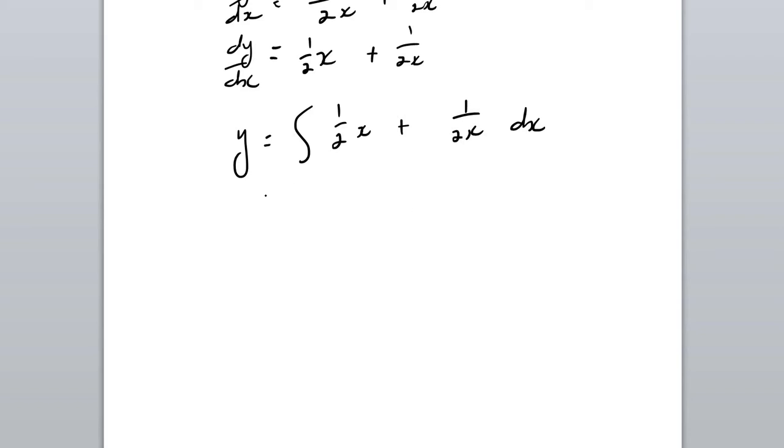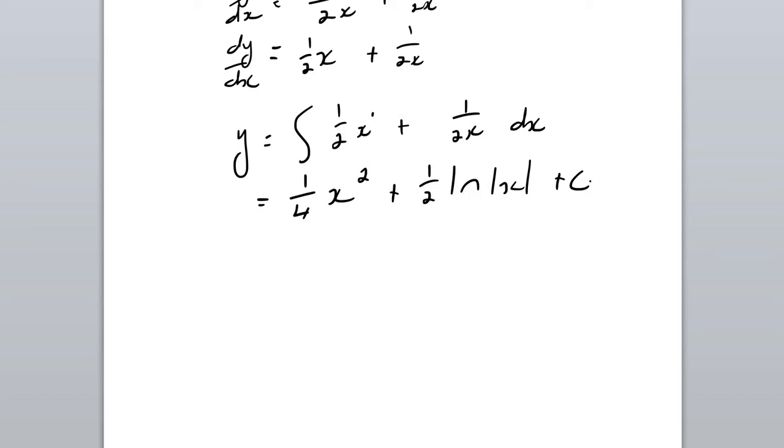Now let's quickly integrate this. For a half x, the integral of x means x to the power of 1, so I'm going to add to the power, so x squared multiplied with a half in front, so this will become 1 over 4 x squared. And the integral of 1 over x is normally natural log of x, so I can keep the half outside, natural log of x, and then remember I have a plus c here.